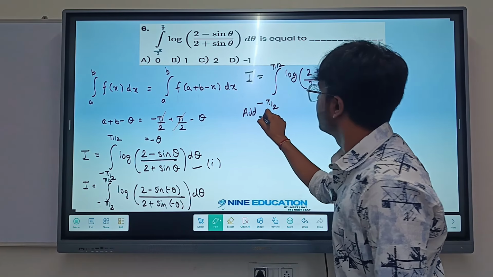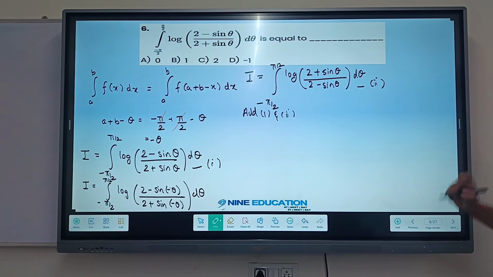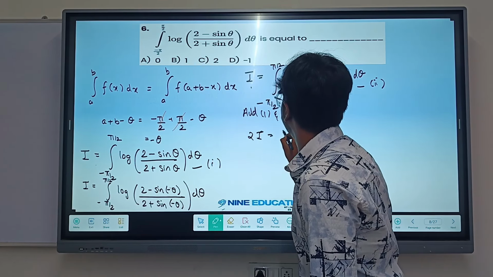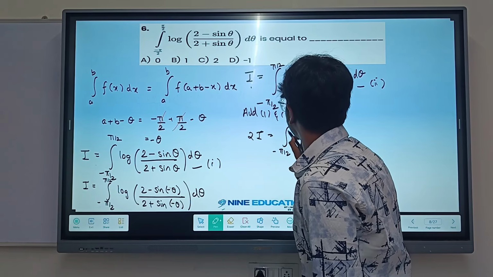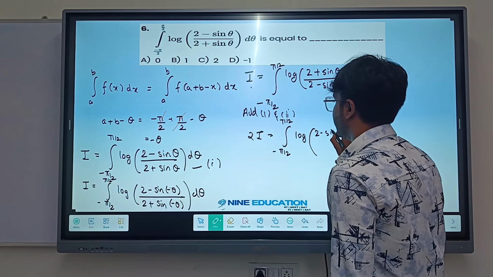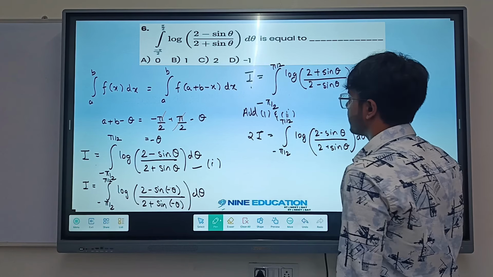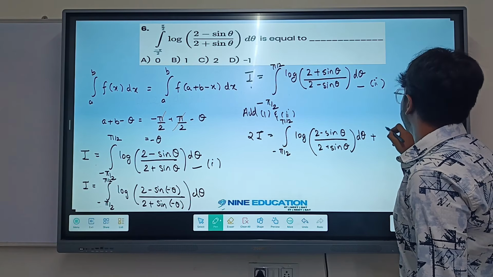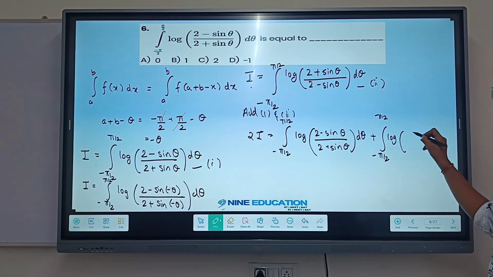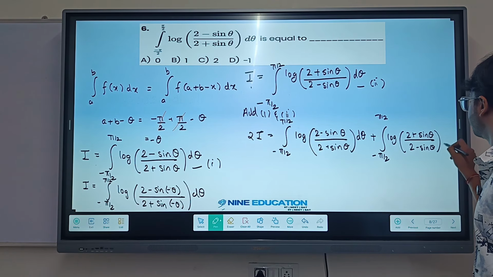What will I do? I'll add equation number 1 and equation number 2. So I plus I, 2i, would be equal to integral from minus pi by 2 to pi by 2 of log of (2 minus sine theta) divided by (2 plus sine theta) d theta, plus again integral from minus pi by 2 to pi by 2 of log of (2 plus sine theta) divided by (2 minus sine theta) d theta.